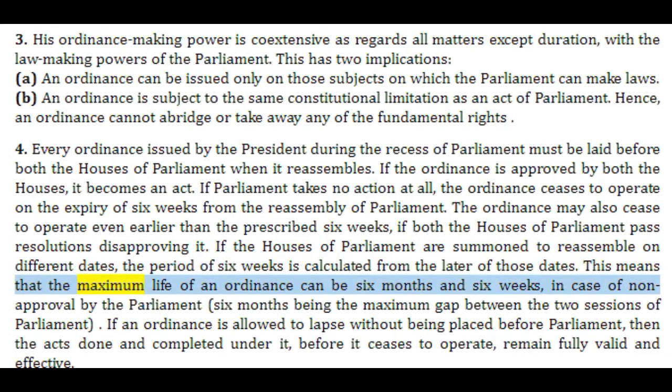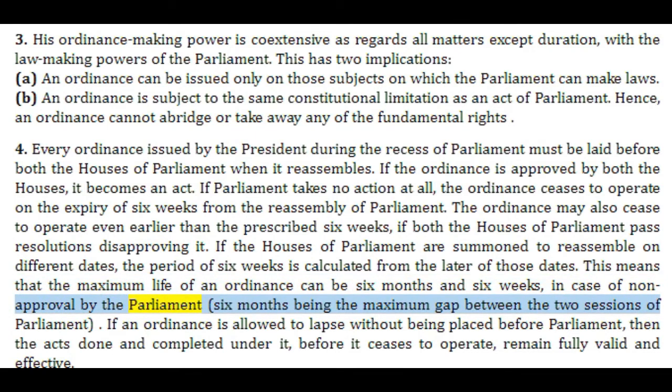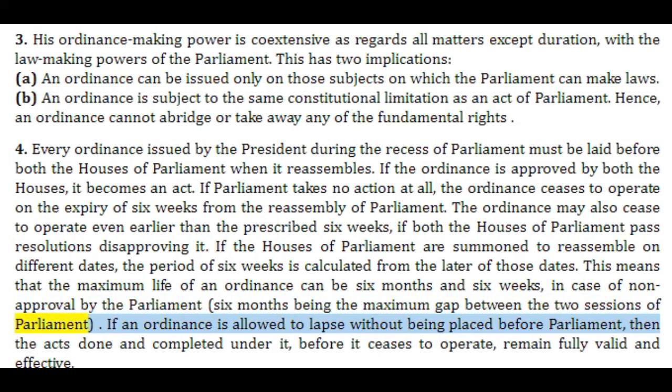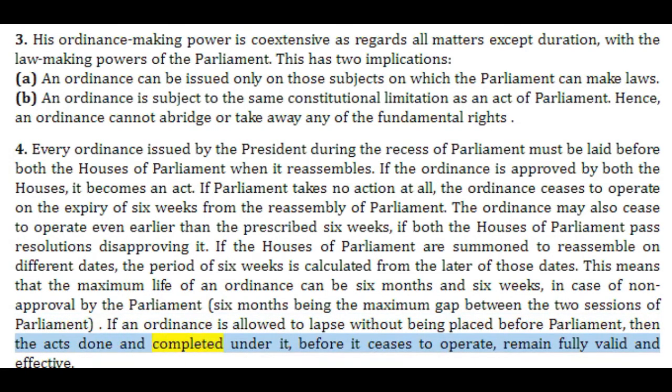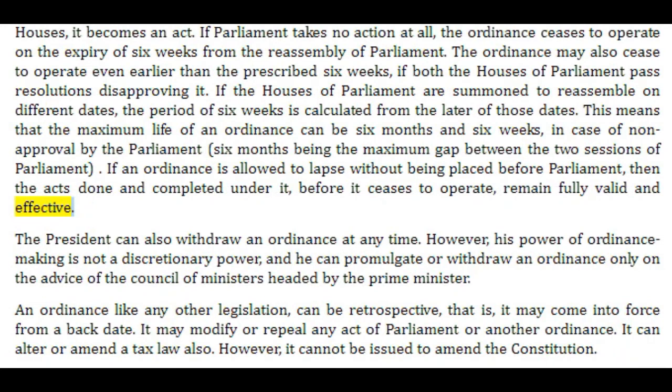This means that the maximum life of an ordinance can be 6 months and 6 weeks, in case of non-approval by the Parliament, 6 months being the maximum gap between the two sessions of Parliament. If an ordinance is allowed to lapse without being placed before Parliament, then the acts done and completed under it, before it ceases to operate, remain fully valid and effective. The President can also withdraw an ordinance at any time.